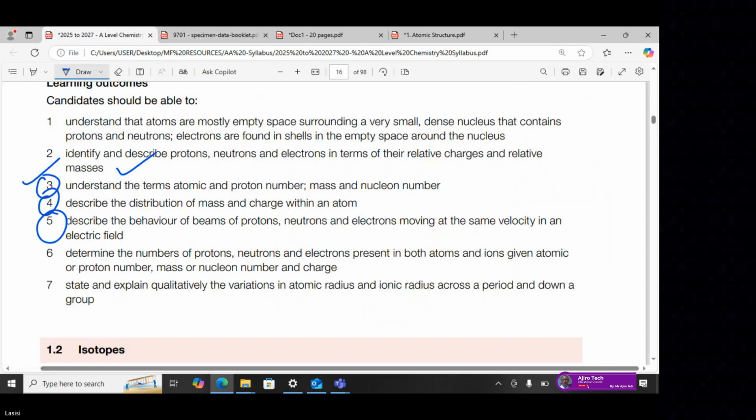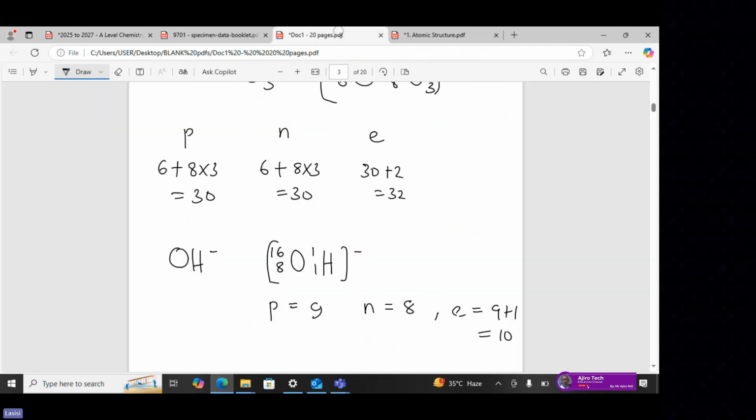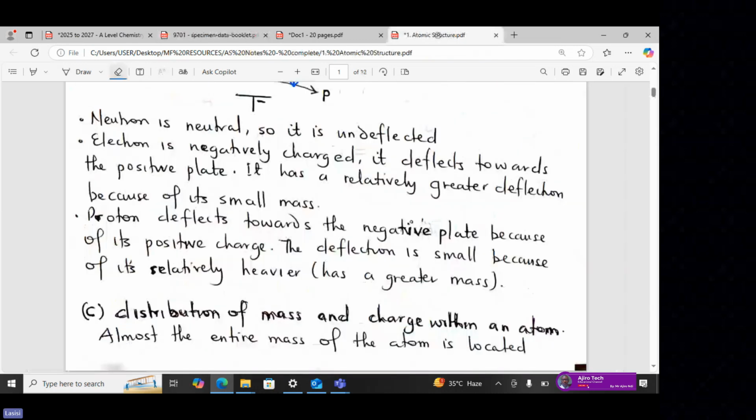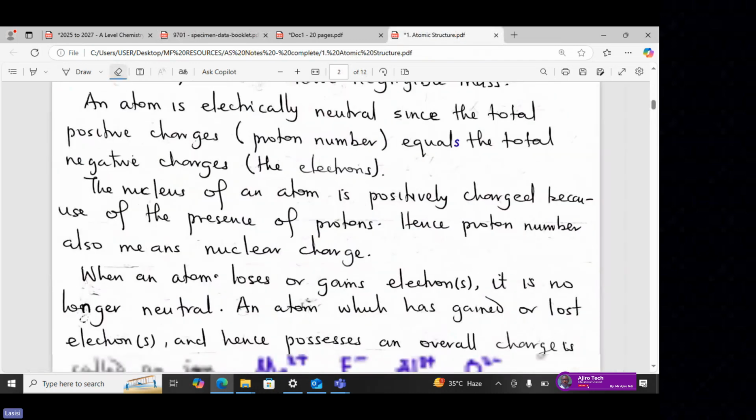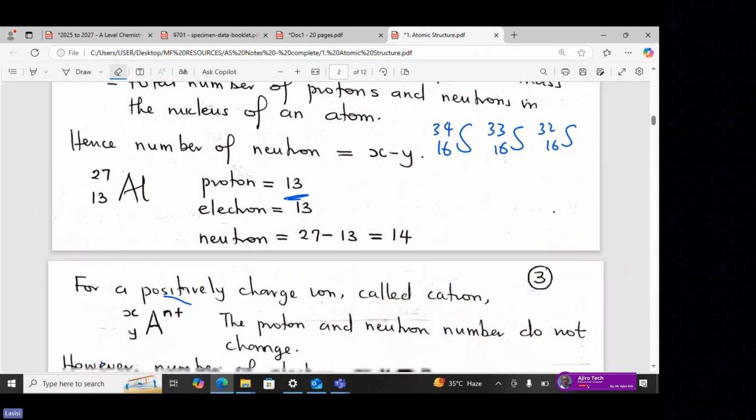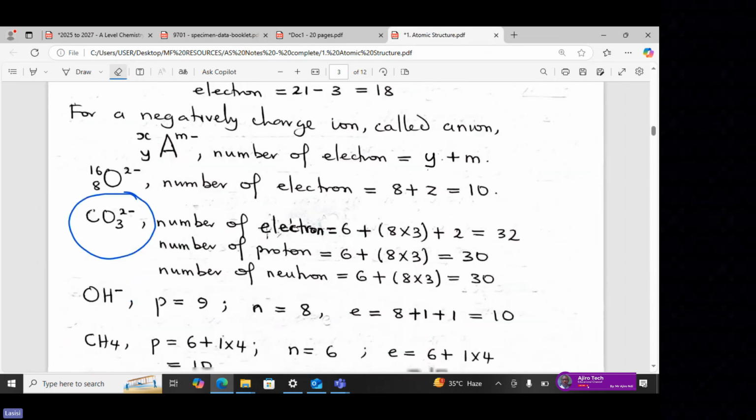Determine the numbers of protons, neutrons, and electrons present in both atoms and ions, given atomic or proton number, mass or nuclear number, and charge. Have you done that or not? We've done that, how to find proton. Now, I want to show you what we call isoelectronic species. It comes out sometimes in Cambridge.